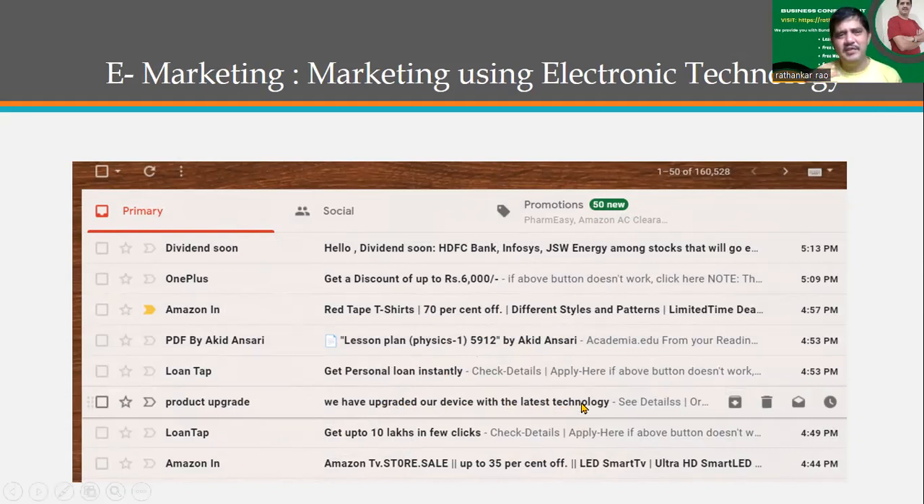Somehow, the one who is sitting behind my mailbox understands what my interests are, and he gives me only those kinds of emails. Wonderful, right? I have been targeted properly. I don't just get random mails. I get mails based on my interest.